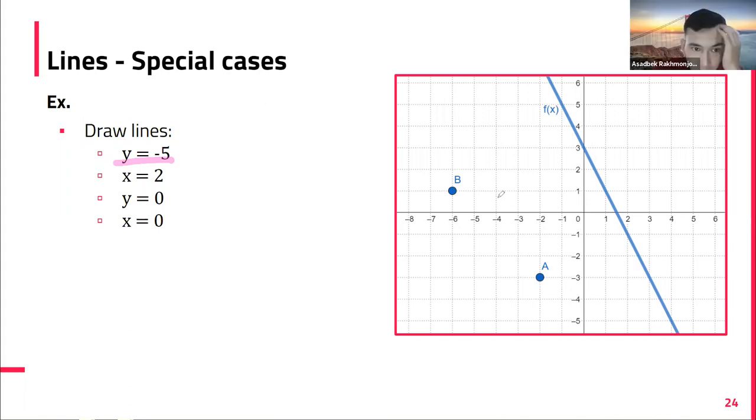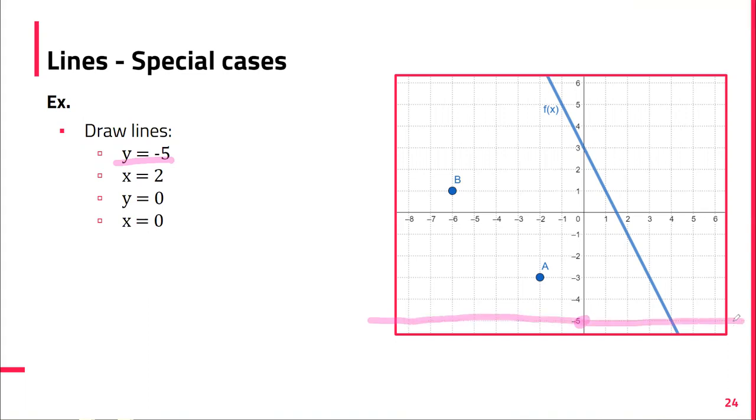First, we find -5 on the y-axis, and draw a line through it. So we get a perfectly flat line like this. It's parallel to the x-axis. The way to understand this is that it's basically y equals 0x minus 5, and a slope of 0 means a perfectly flat horizontal line like this.